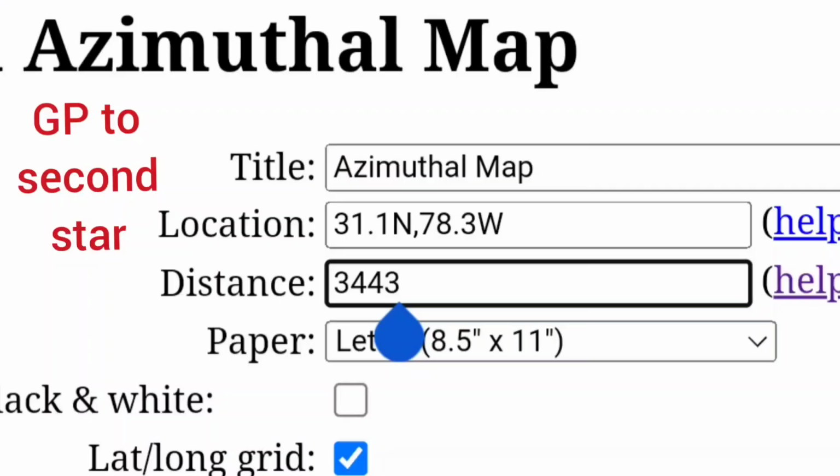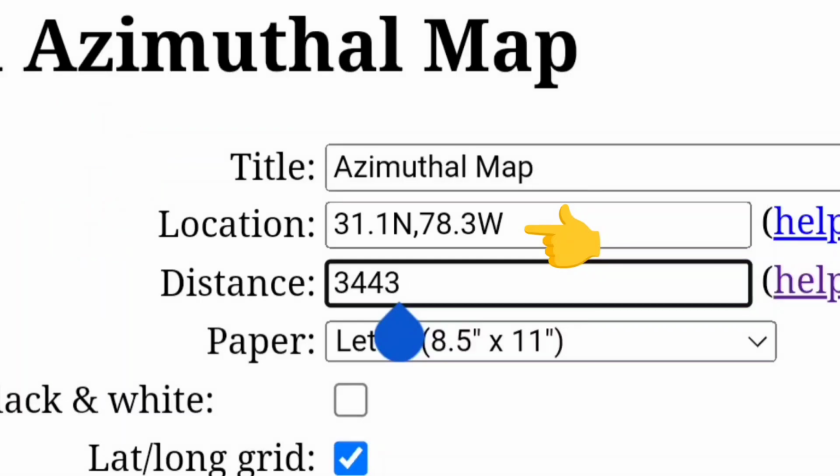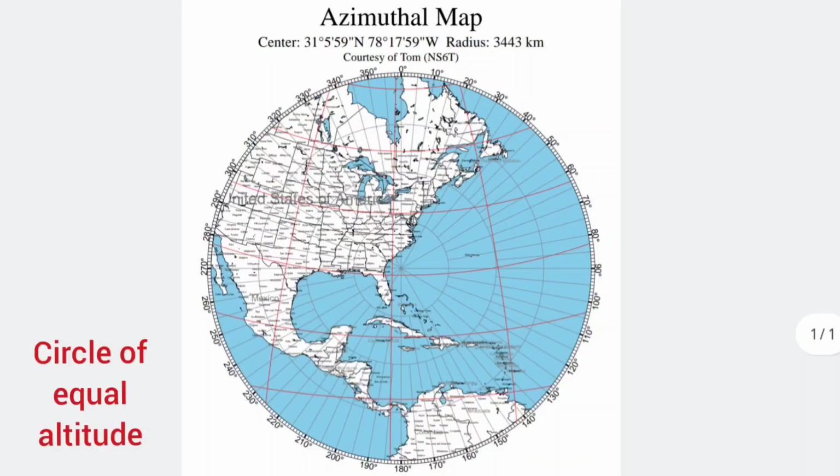Next, we refer back to the almanac to get the ground position directly underneath that star on Earth. And the ground position is 31.1 degrees north, 78.3 degrees west longitude. So as you can see on screen, that is what I entered, and let's see our position in our 3,443 kilometer circle of equal altitude. So you see that the GP is right off the coast of Florida.